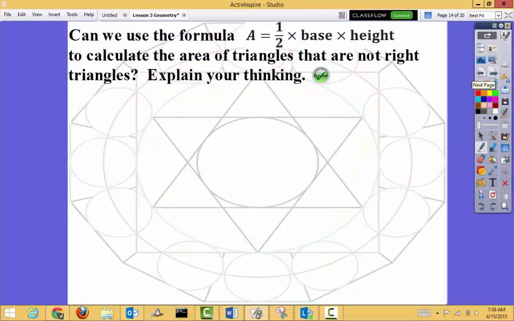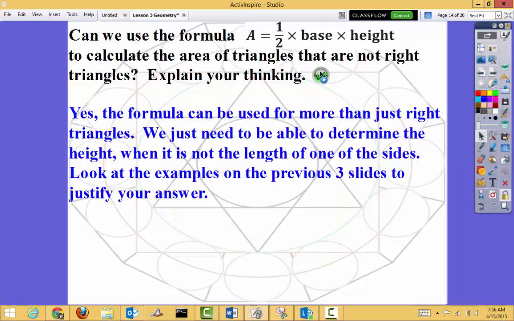Alright, can we use the formula area equals 1/2 base times height to calculate the area of triangles that are not right triangles? Explain your thinking. Yes, we can use the formula for more than just right triangles. We just need to determine the height, which is, this is the most important part, the height is not the length of one of the two sides. So what does that mean?